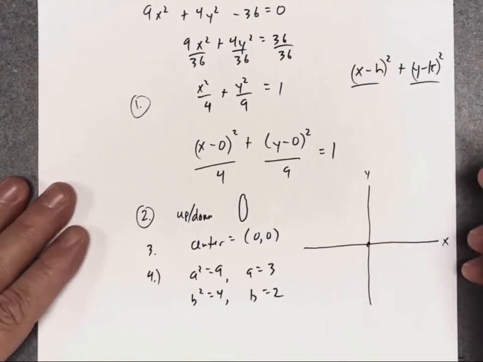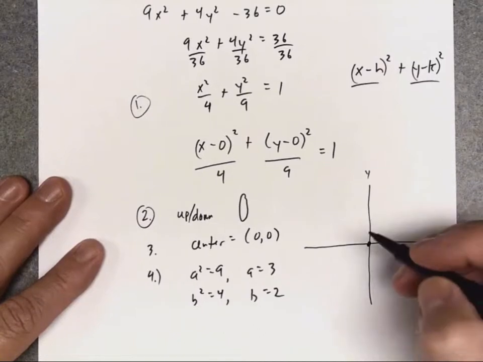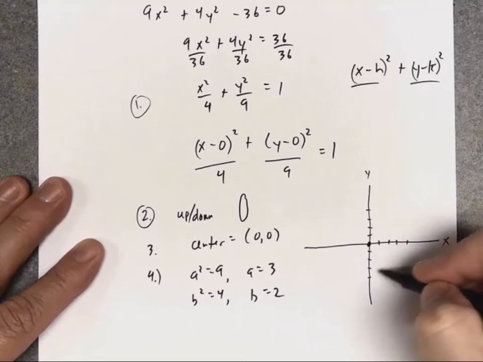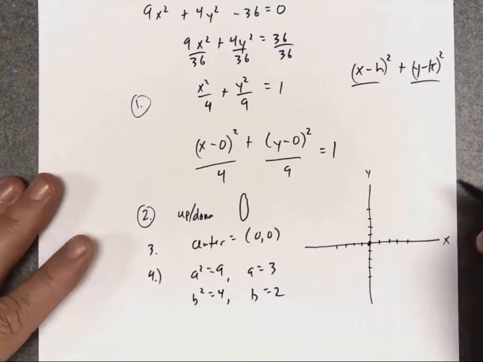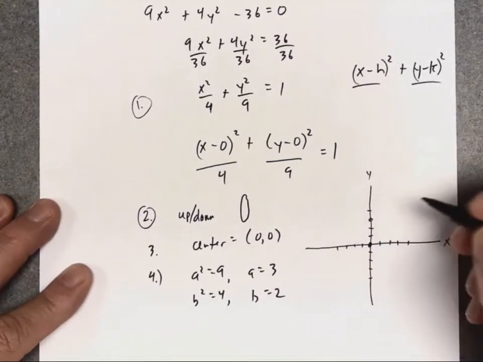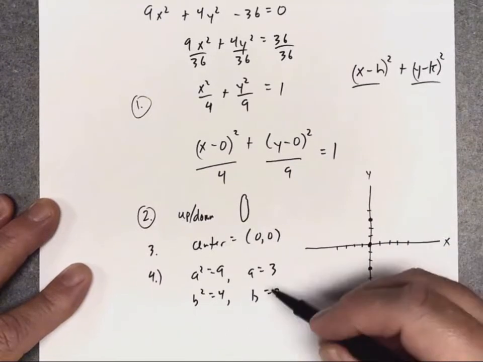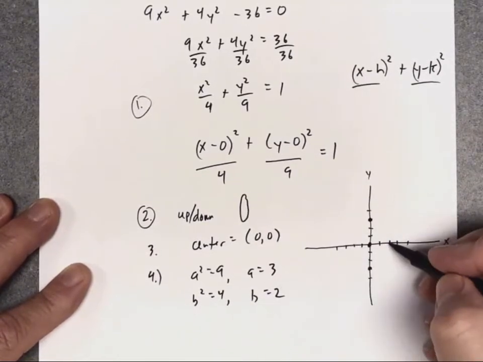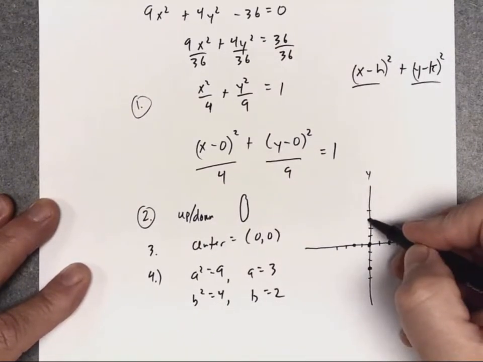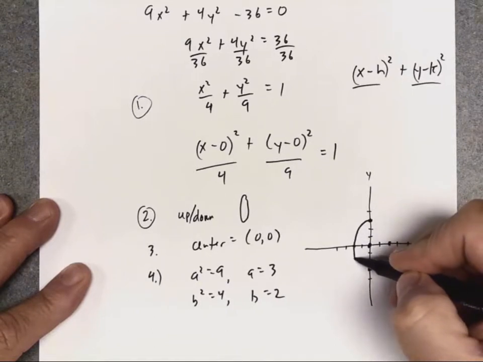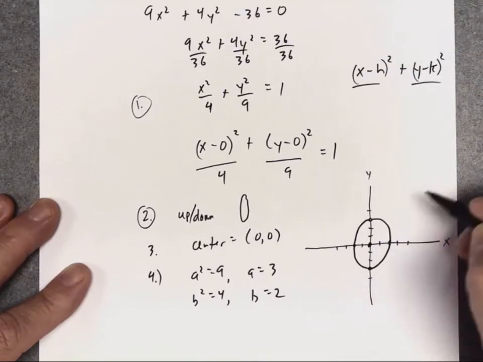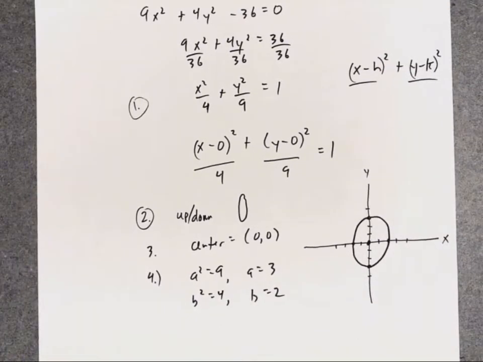So there's the center at my origin, and since it's an up or down ellipse, my major axis, a is 3, so I go up 3, then down 3. And my minor axis, the distance is going to be 2, so I go 2 to the right, 2 to the left. And then I can try and sketch it. Not perfect, but there's basically what the ellipse looks like.